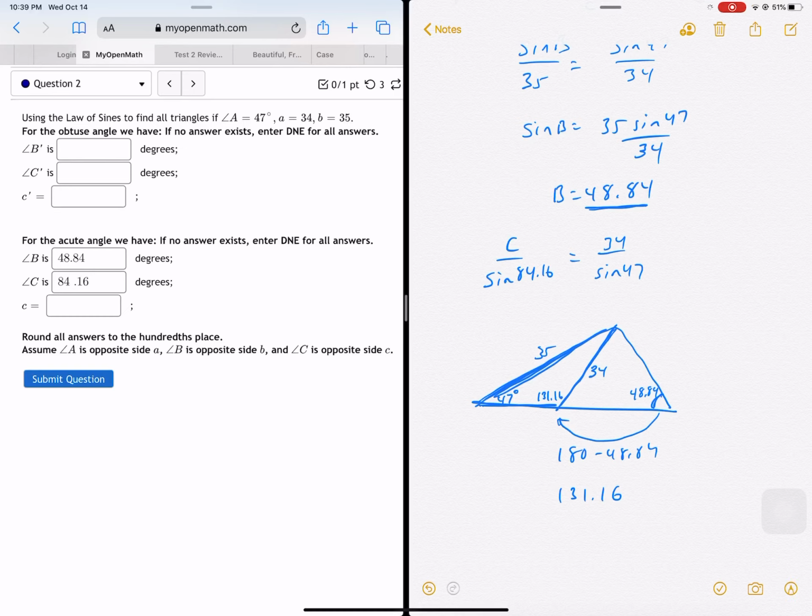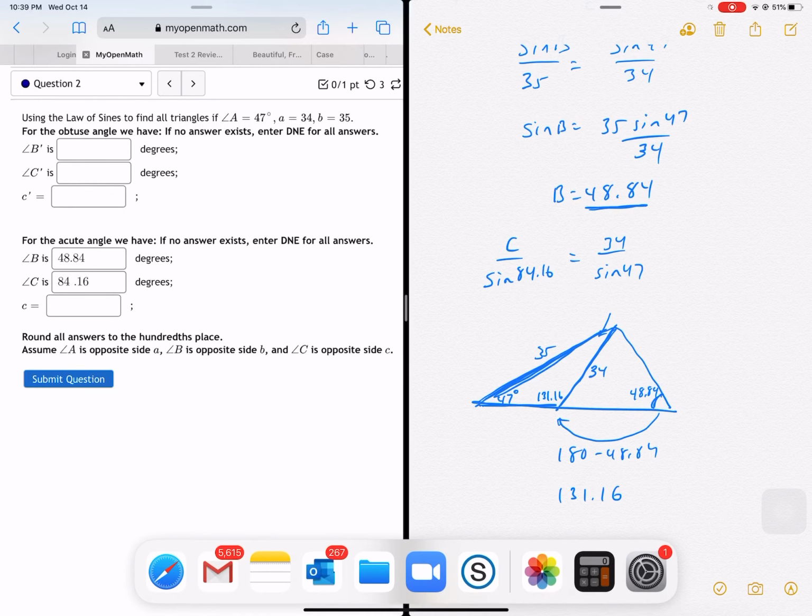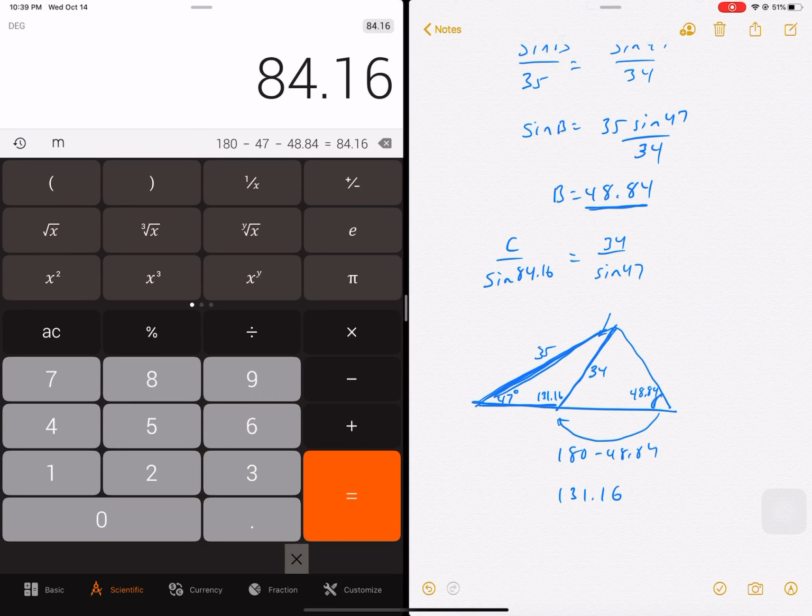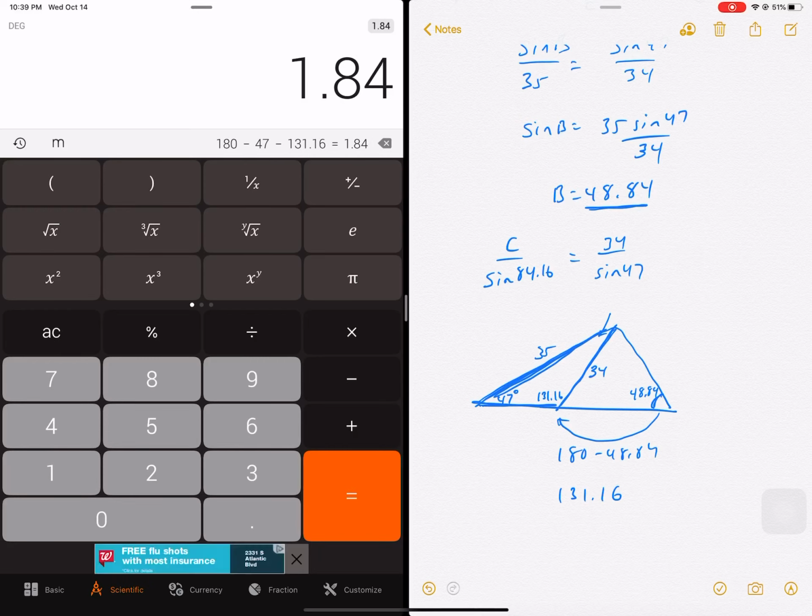And then to find this angle up here, it's going to be a small angle. I don't think I have many angles left. So we go 180 minus 47 minus 131.16, and we're left with a small angle, 1.84. If we have a small angle 1.84, I can guarantee this side is going to be a pretty small side right here. So this is my C prime, and this is my little c prime.